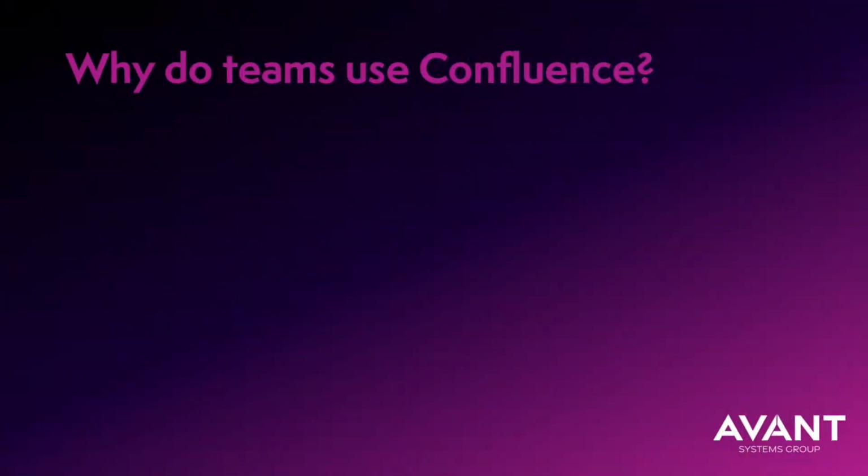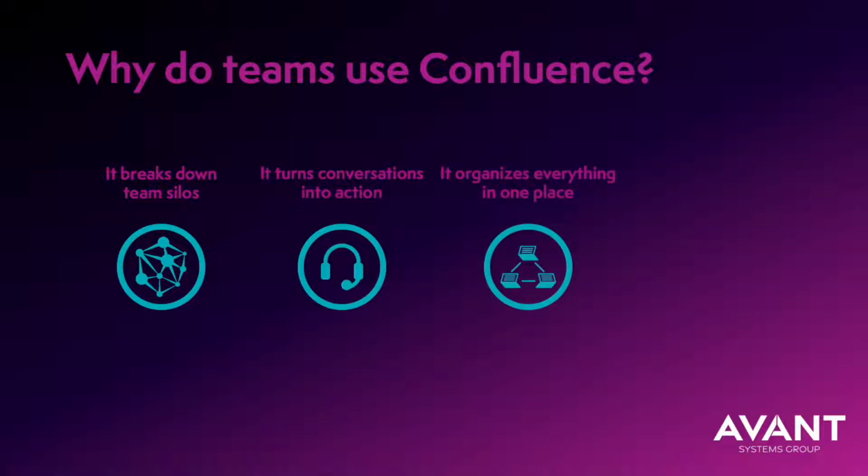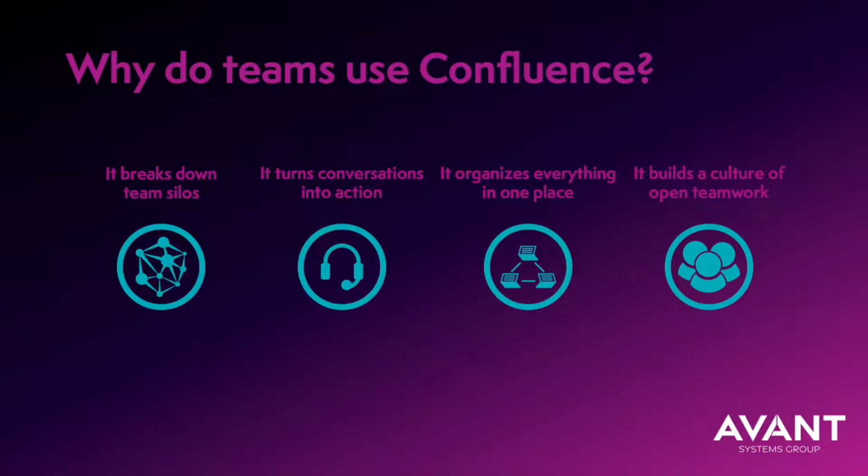Confluence is a flexible tool that can be used to solve many different types of problems. It helps in breaking down team silos, it turns conversation into action, it organizes everything in one place, and it helps to build a culture of open teamwork. The important takeaway here is that all types of teams in an organization can use Confluence to work together.